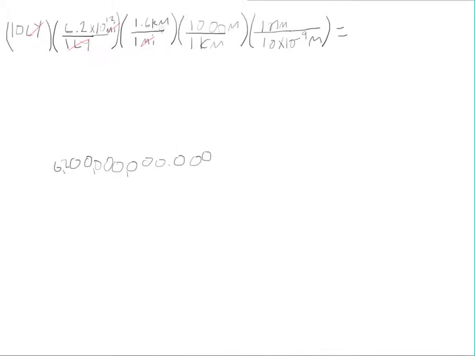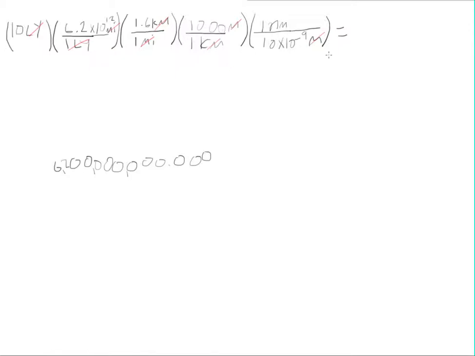So I do the same thing here. I want to go to meters, so cancel these out. And then from meters, I want to go to nanometers. Great. Cancel these out. And now I can do my calculation. I'll just grab my calculator to make it quick. So 10 times 6.2E12 times 1.6 times 1,000. Everything is going to be divided by 1.0E negative 9.